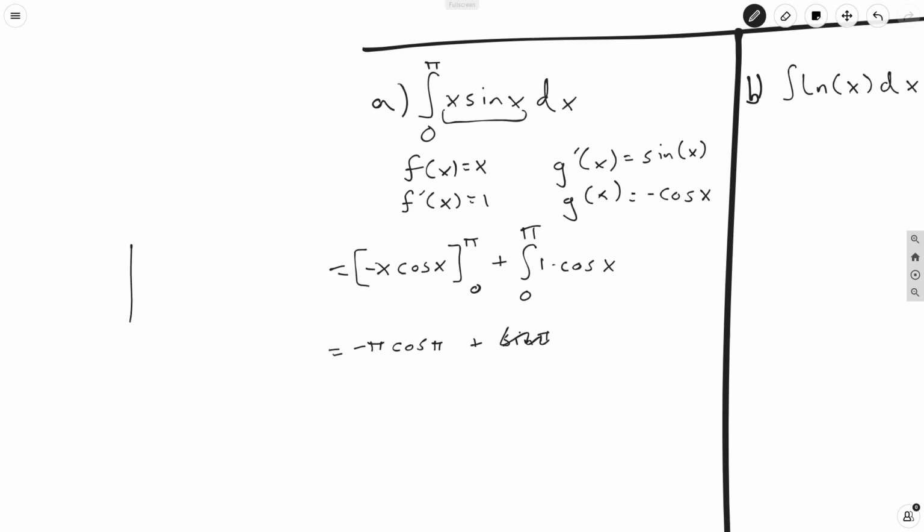Let's just verify this to be careful. So cosine of x looks like this. Here we're at 1 when we're at 0. This is pi over 2. This is pi. So therefore cos of pi is indeed equal to minus 1.